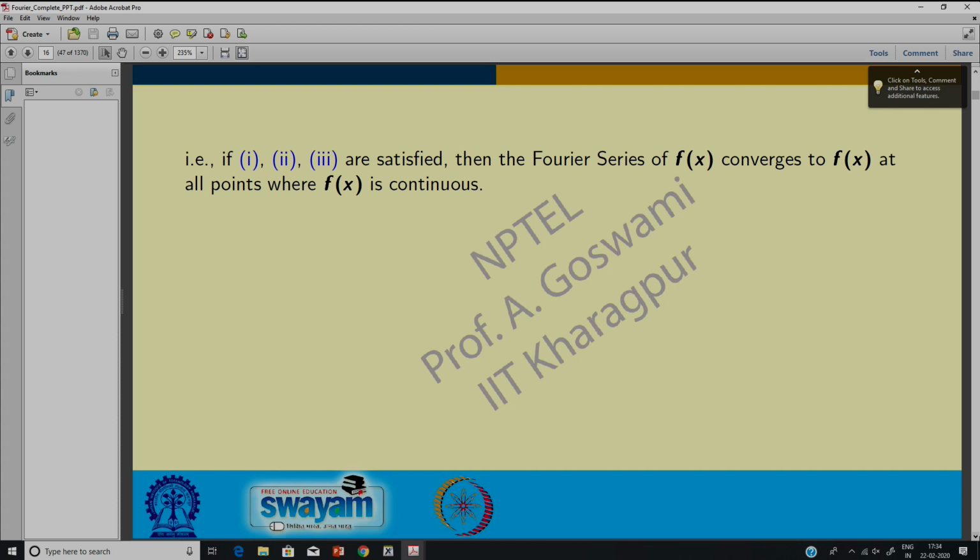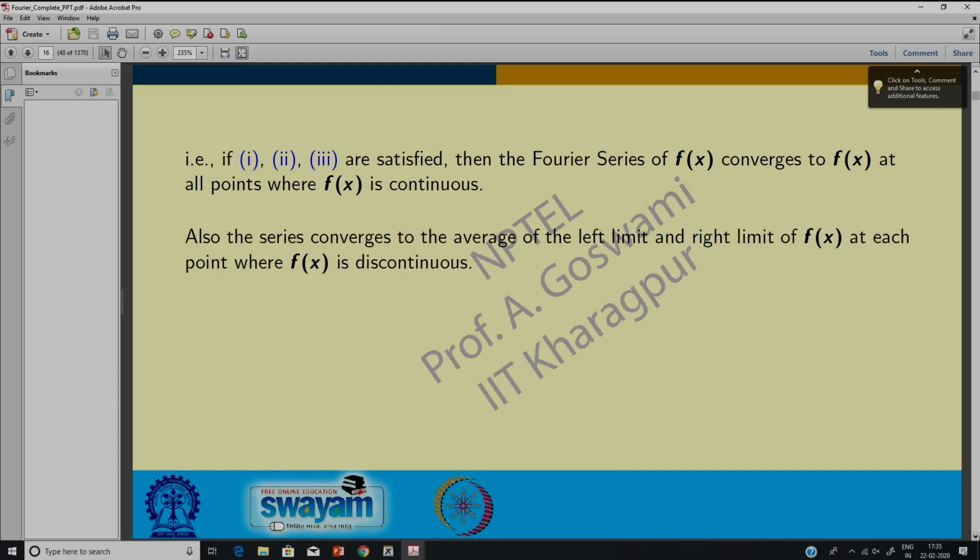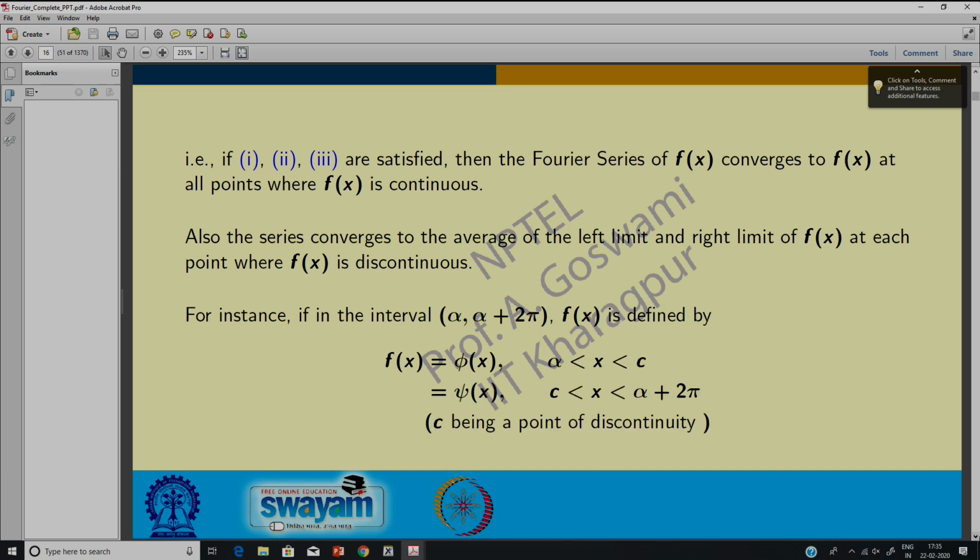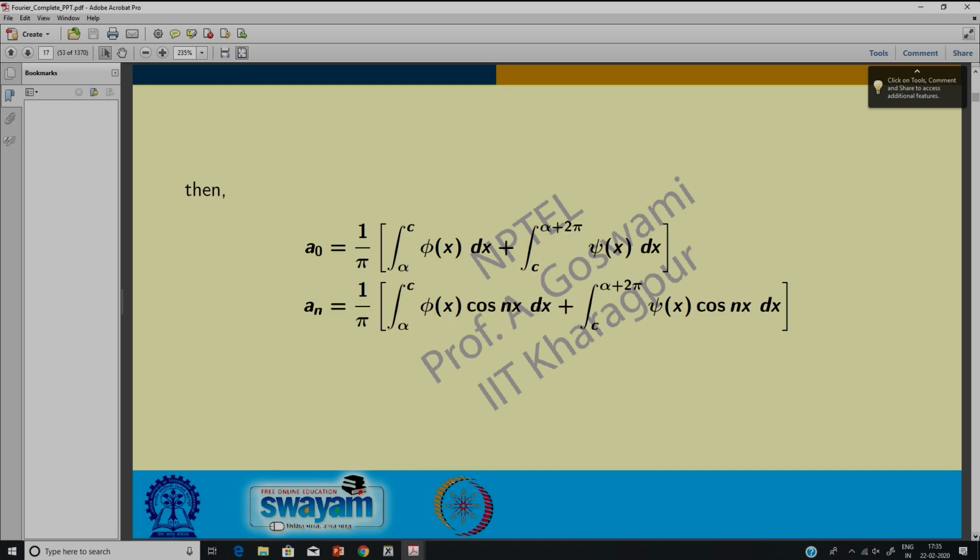So, if conditions 1 to 3 are satisfied, then the Fourier series of f(x) converges to f(x) at all points where f(x) is continuous. And of course, at a point of discontinuity the series converges to the average of the left limit and right limit of f(x). Therefore, if the interval is alpha to alpha plus 2 pi, and f(x) is defined by phi(x) in alpha to c, and from c to alpha plus 2 pi by another function, then A0, An and Bn accordingly will change their limits, nothing else.